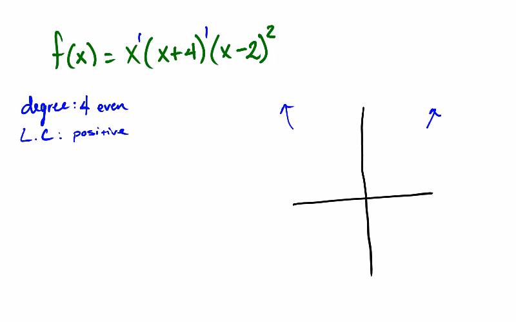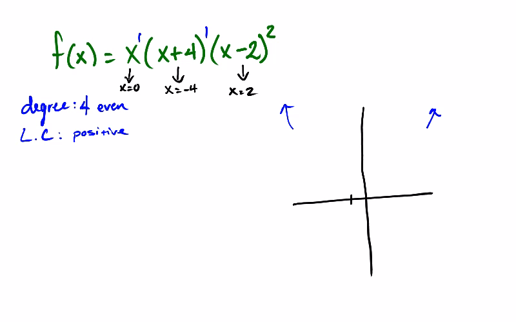The next thing is that if I were to ask you what the zeros are, hopefully you've watched the video on solving by factoring, you take each one and set it equal to 0. So x would equal 0. When would x plus 4 equal 0? When x equals negative 4. And this one would be when x equals 2. So I'm going to put x-intercepts at all of those spots.